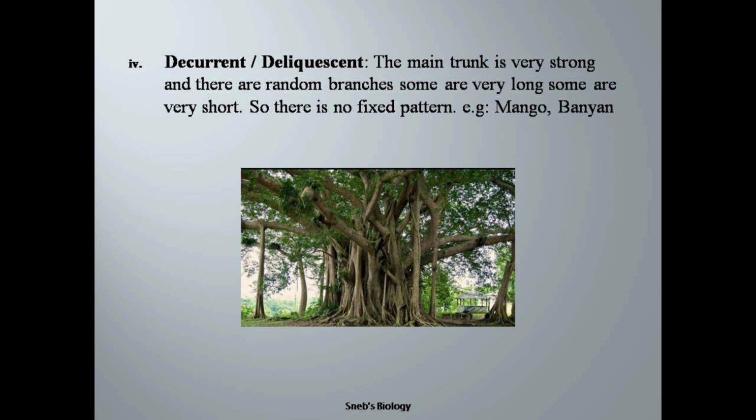Next is decurrent or deliquescent. The main trunk is very strong and there are random branches. Some are very long and some are very short, so there is no fixed pattern. For example, mango, banyan trees, peepal trees, etc.